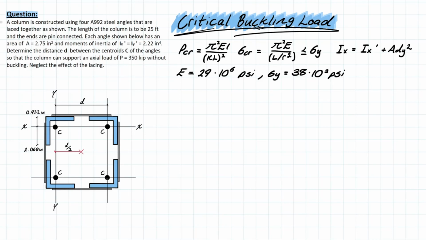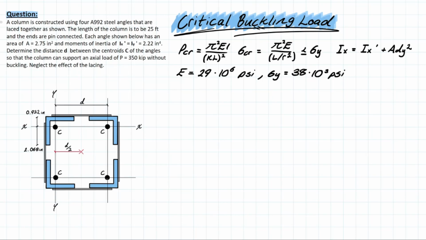We have a column that's constructed using four A992 steel angles, that's these blue ones right here, and they're laced together with these gray elements here. The length of the column is 25 feet and it's pinned. So that's going to be for our KL value. Each angle is shown to have the following geometric properties. It gives you the area of each angle and the moment of inertia about X and Y, and that value is the same, meaning that the length of each leg is the same as well.